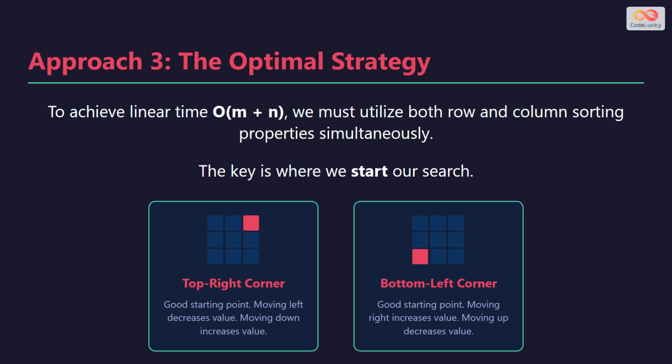To get the optimal O of m plus n solution, we need a smarter starting point. Consider the corners of the matrix. The top right and bottom left corners are special. At the top right, if you move left, the values get smaller. If you move down, the values get larger. This directional decision-making is the key to our algorithm.